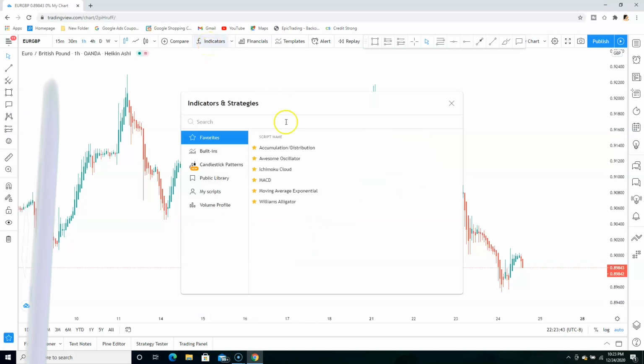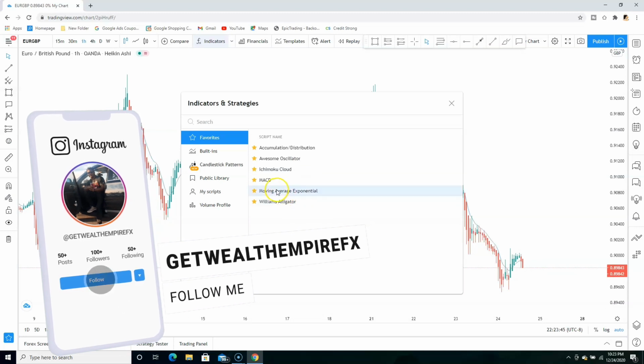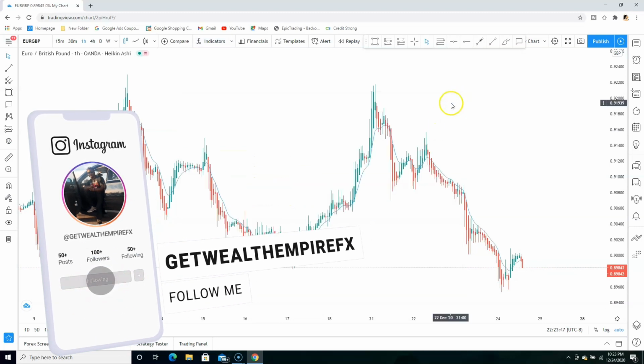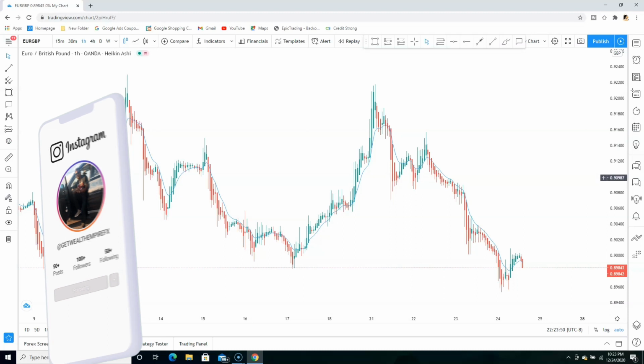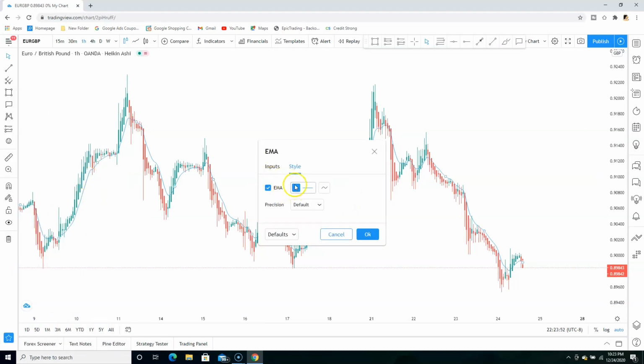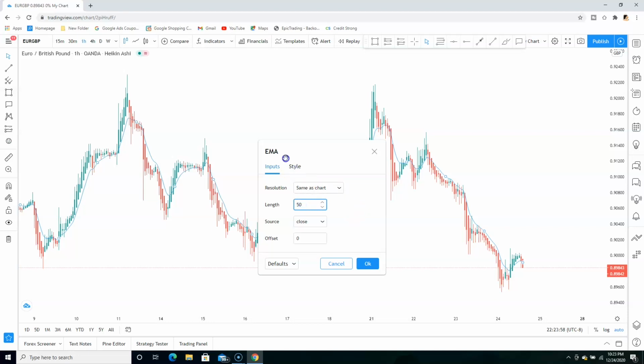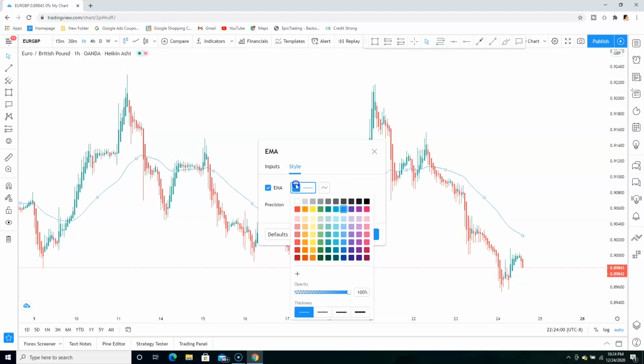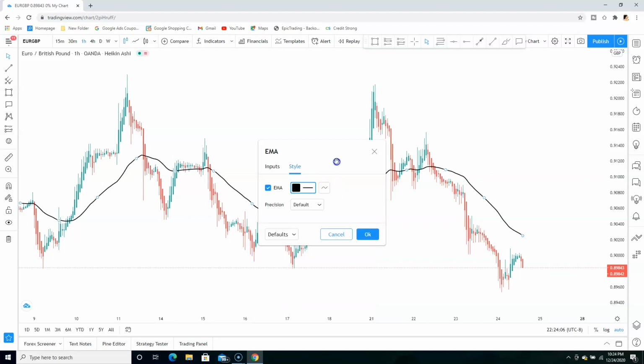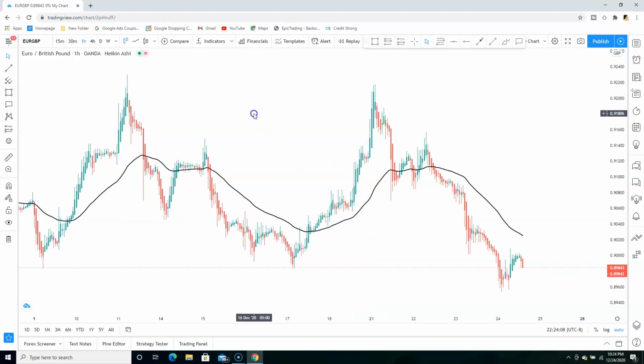The first indicator we're going to add is the moving average exponential, but we're going to use the 50 EMA. I got to change the input, change that to 50. And for the style, you can use whatever color you want. It doesn't have to be the same as mine. Once you're done with that, you click on OK.